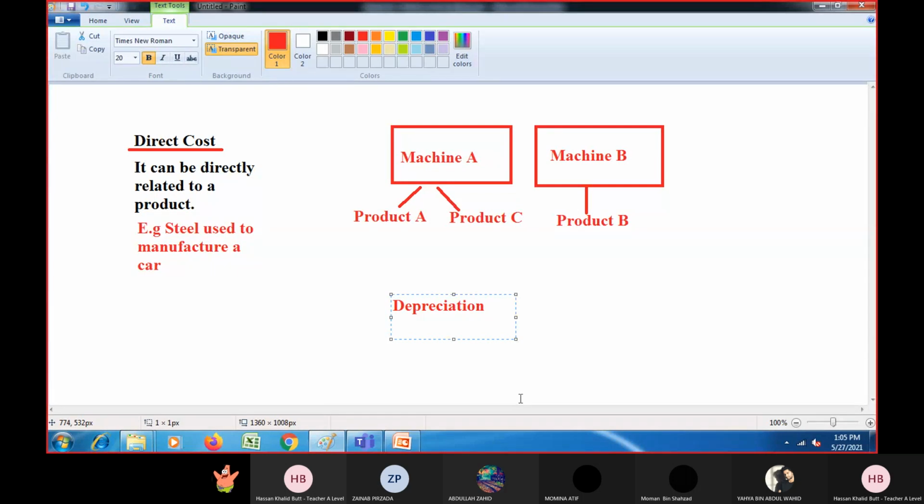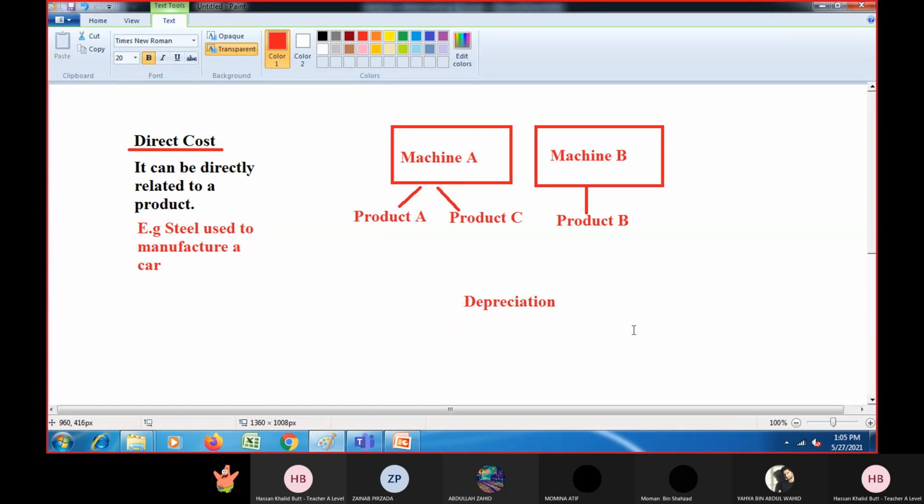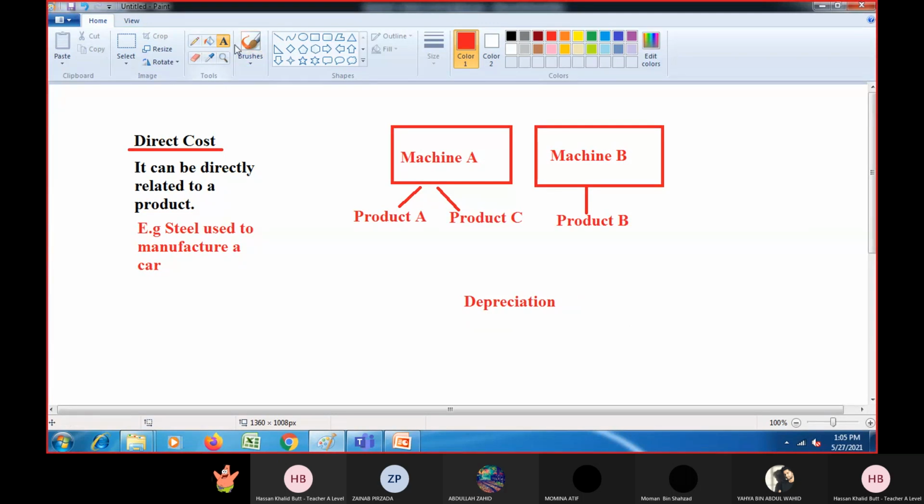So machines also get wear and tear, right? So now depreciation will occur for both machines. But what is depreciation? Is it a fixed cost or a variable cost? Tell me, depreciation, is it a fixed cost or a variable cost? Well, it is a fixed cost. Very good. Depreciation is a fixed cost.